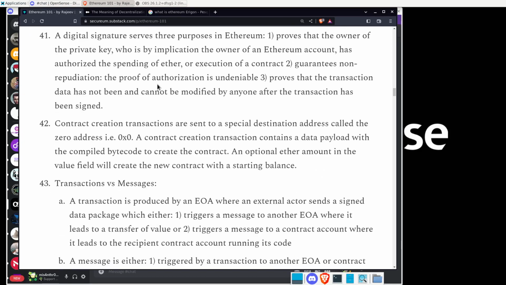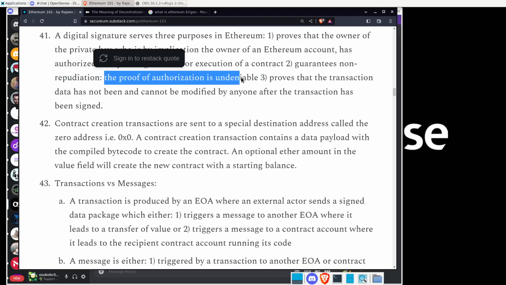A digital signature serves three purposes in Ethereum. It proves that the owner of the private key, who is by implication the owner of an Ethereum account, has authorized the spend of Ether or execution of a contract. It guarantees non-repudiation, meaning the proof of authorization is undeniable. It proves that the transaction data has not been and cannot be modified after the transaction has been signed.